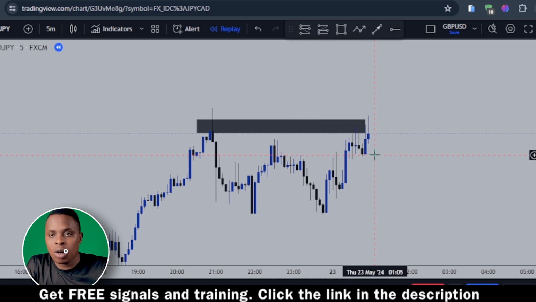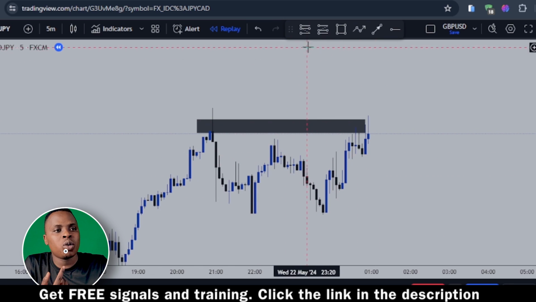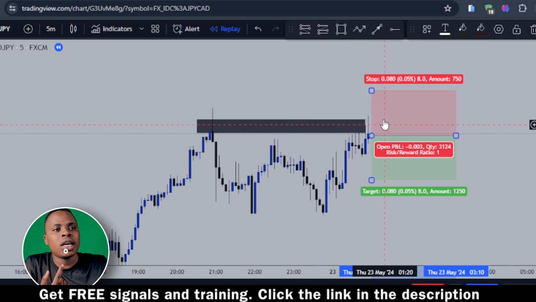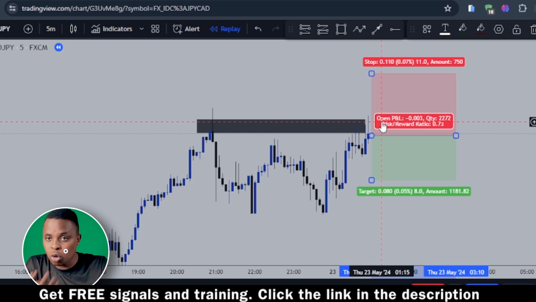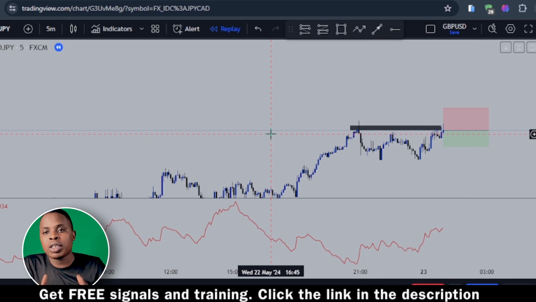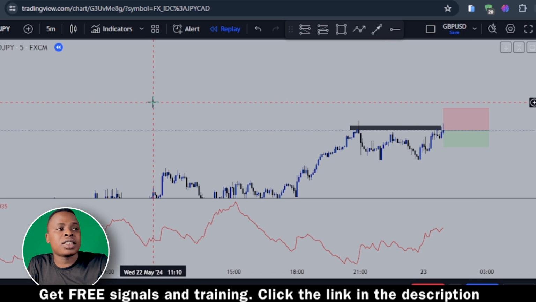We want to place our sell trade here. So let's say we want to sell here and we want to put our stop loss, but we don't know where to put our stop loss. So what you want to do to place your stop loss is first know what the ATR of the higher time frame is.